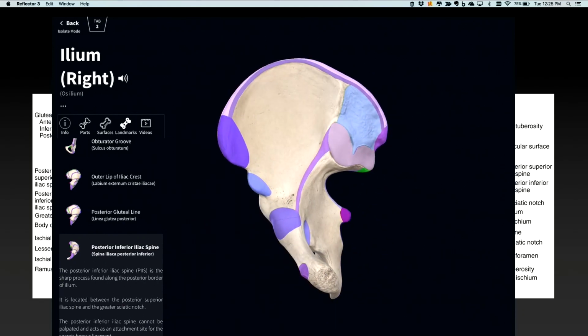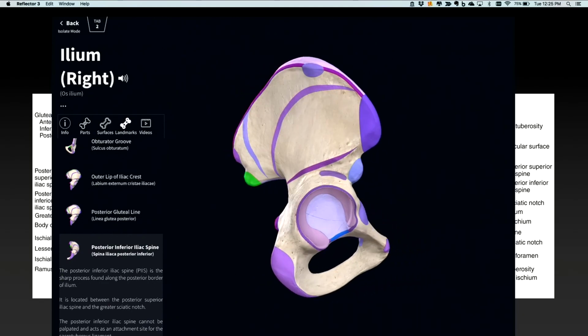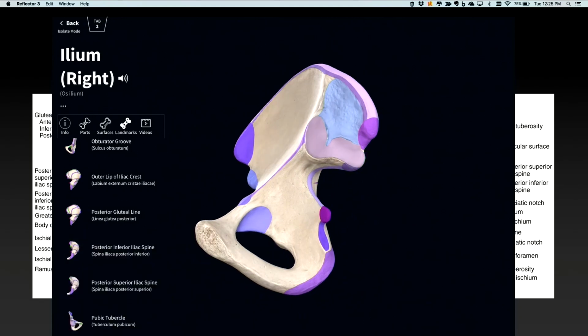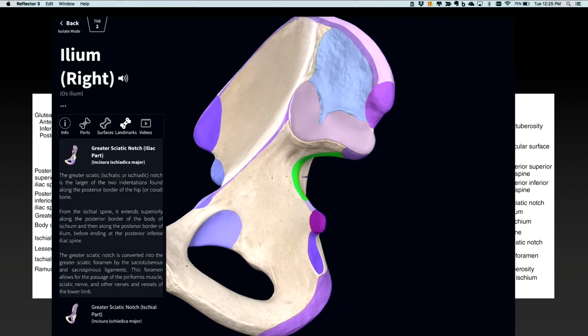There are many little lines and grooves and tuberosities, but the obvious features are what I want to look at here. What else is obvious? This is a pretty obvious feature. The greater sciatic notch is part of the ilium as well. Mostly part of the ilium. Greater sciatic notch allows the sciatic nerve passage from the axial skeleton down to the limb. The thickest nerve in the body, biggest nerve that supplies most of the extensors of the knee.